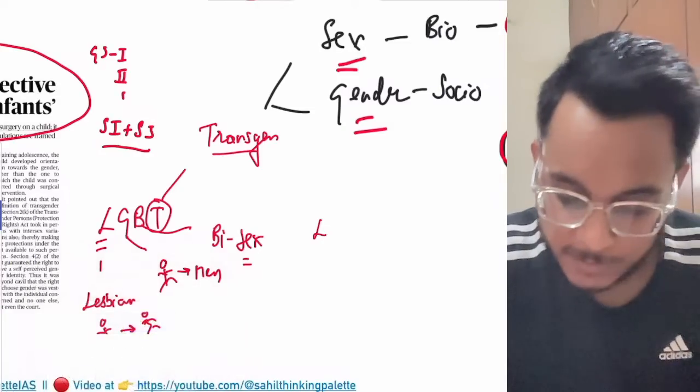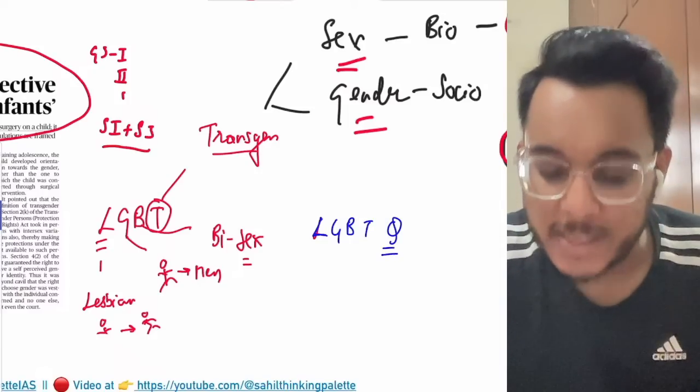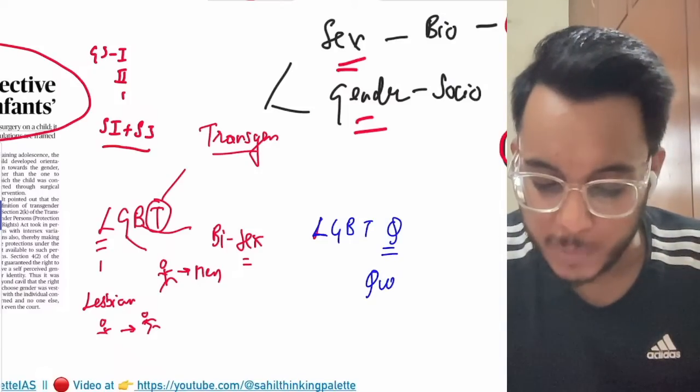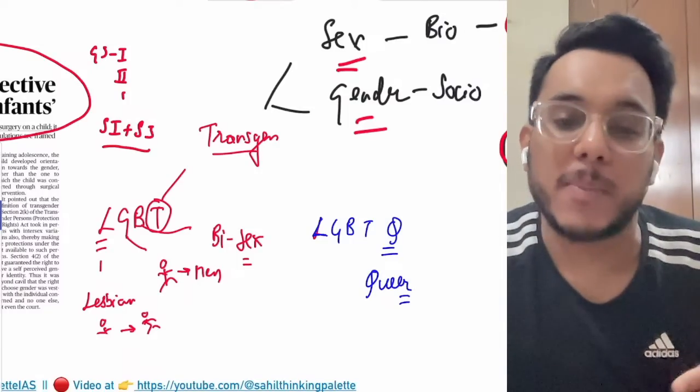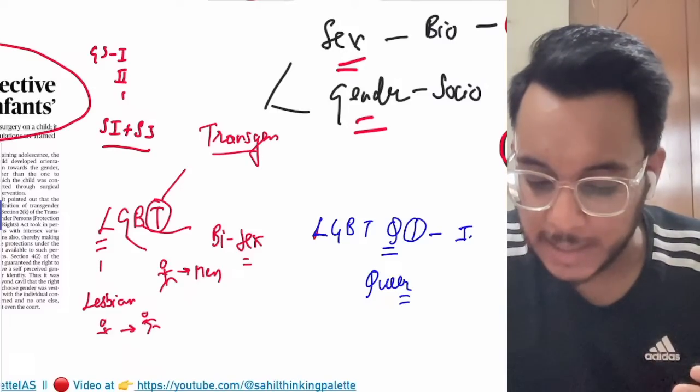Okay. So we have LGBT. Then there is Q. Q means queers. Queers are those people who question their identity. Then there is this word I. I stands for intersex.